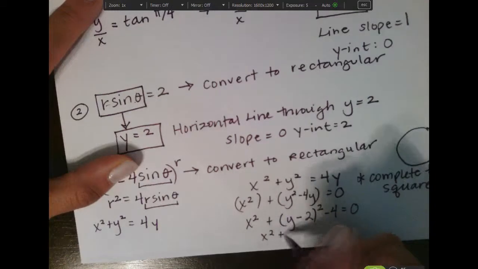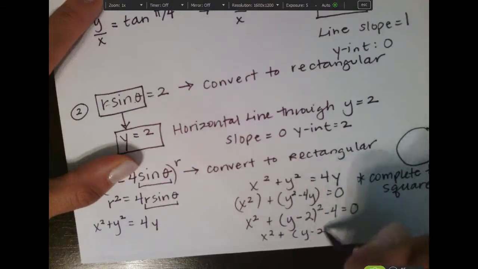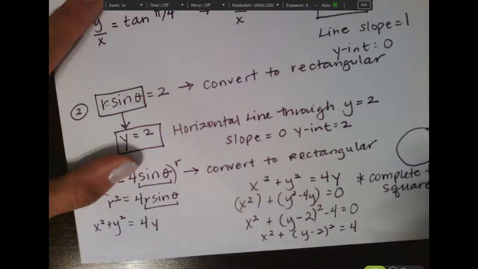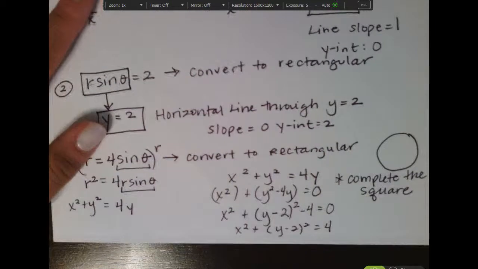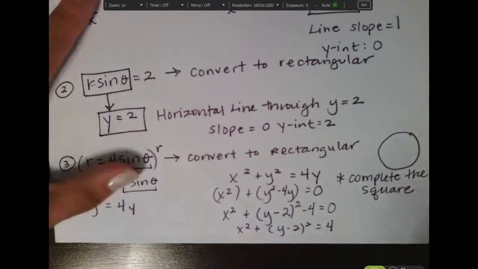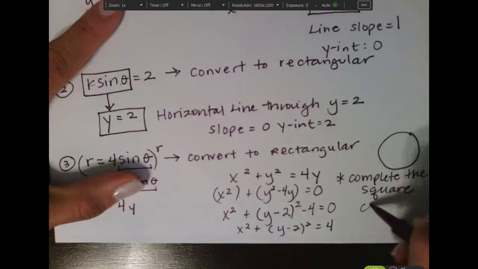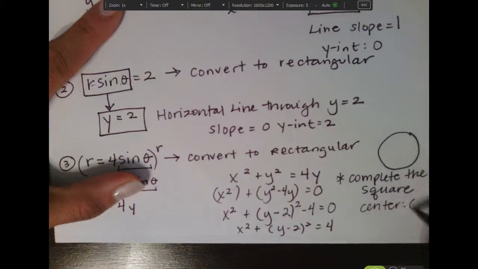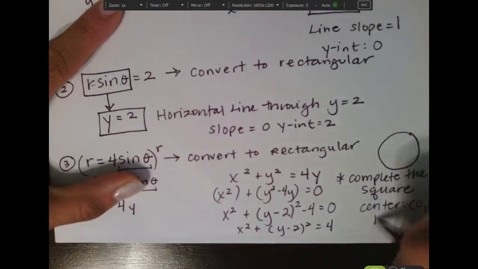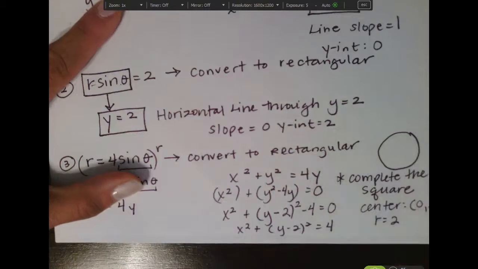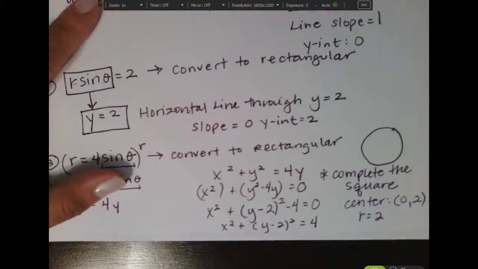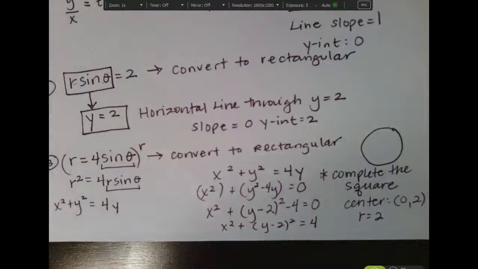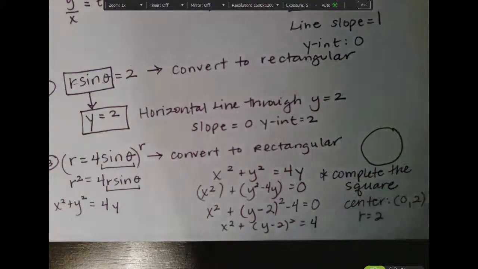So that leaves me with x squared plus (y minus 2) squared equals 4. And this is the general form of a circle, where the center of the circle is going to be at the point (0, 2), and the radius is going to be 2. So now I can graph that equation, graph that circle.